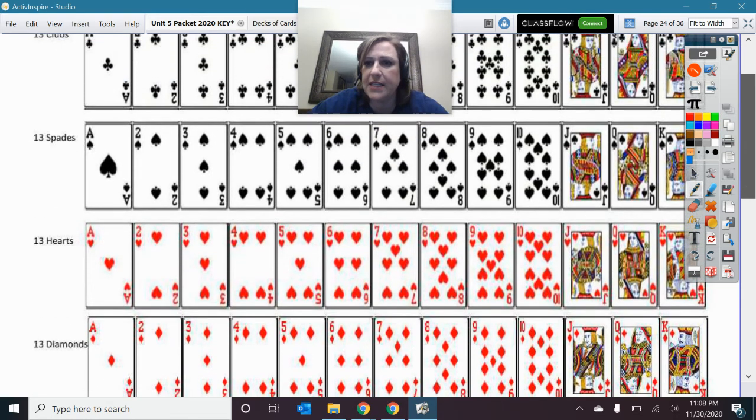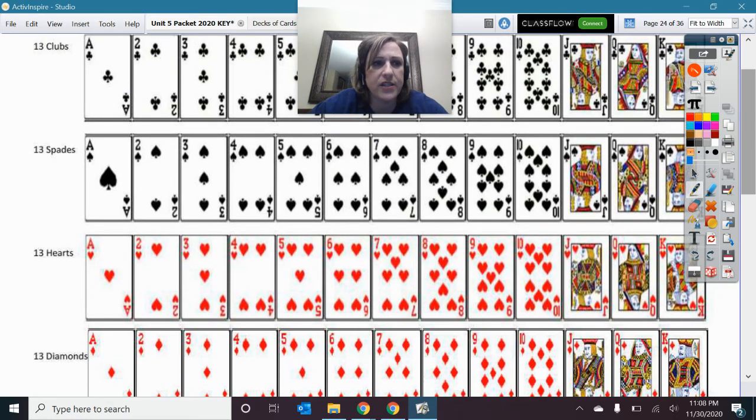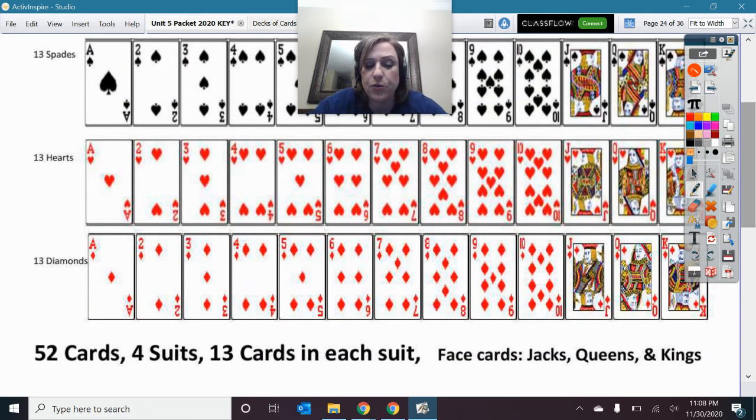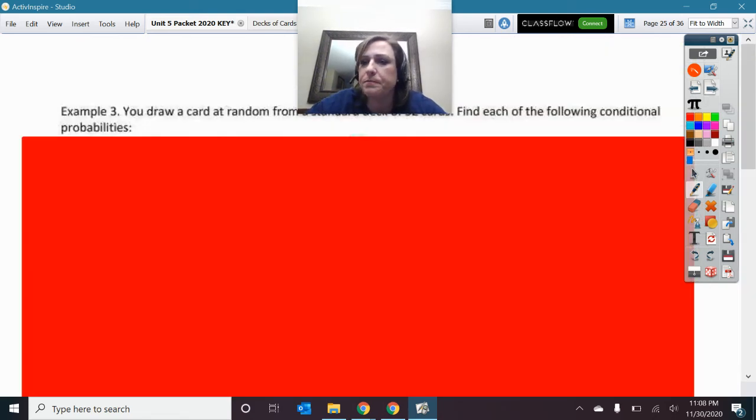So if you needed to take a moment to study what all's in a deck of cards, here it is real quick. 52 cards, 4 different suits, 13 in each suit. So there are half red, half black. The face cards are the jacks, kings, queens. Okay, let's move on.